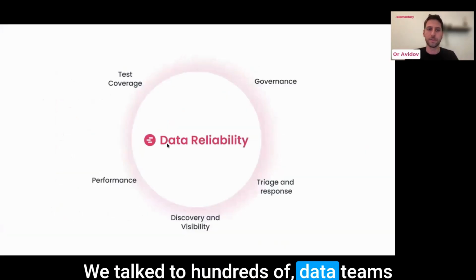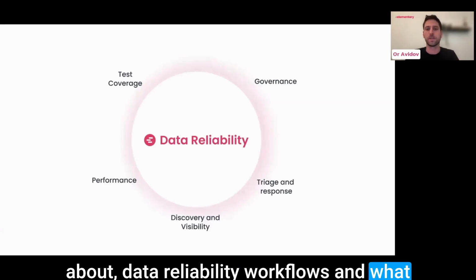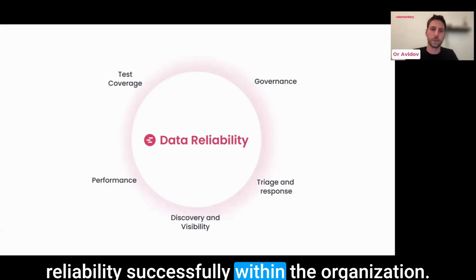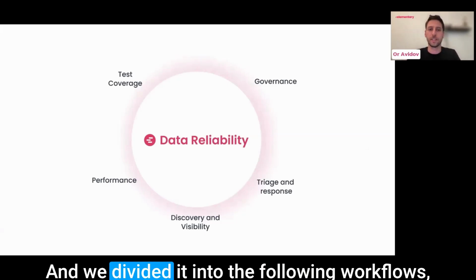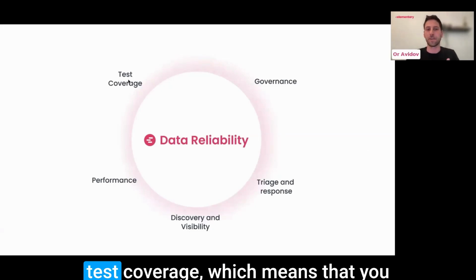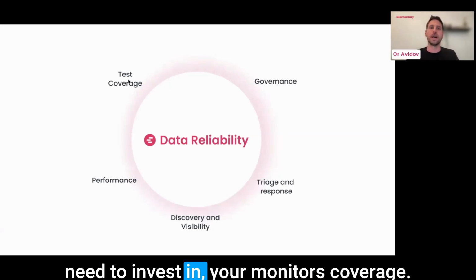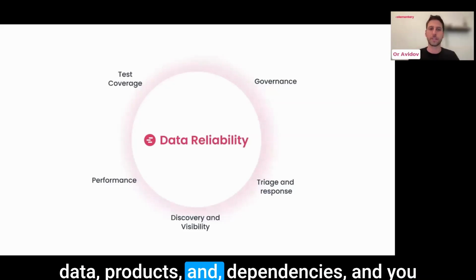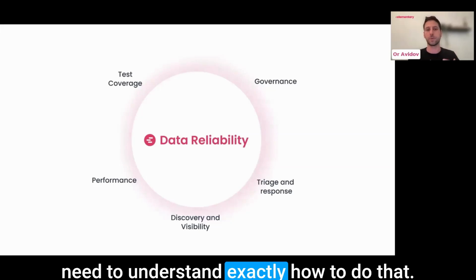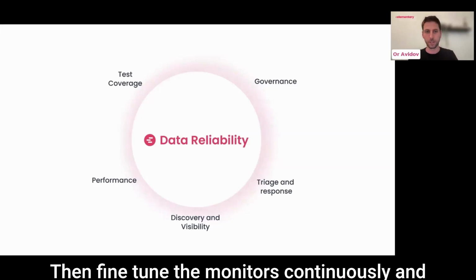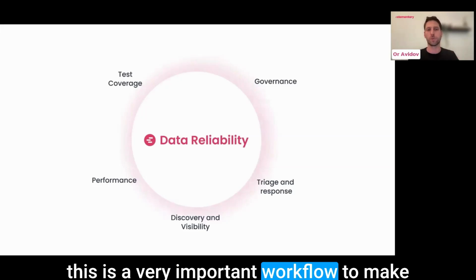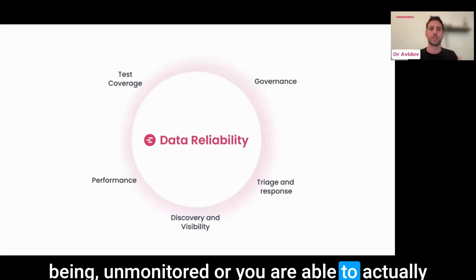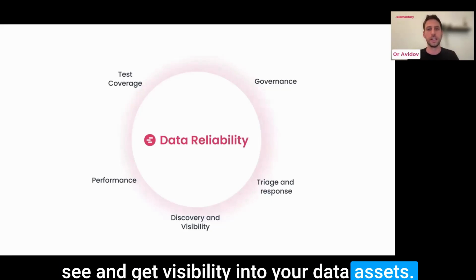We talk to hundreds of data teams about data reliability workflows and what it requires in order to implement data reliability successfully within the organization. And we divided it into the following workflows. Test coverage, which means that you need to invest in your monitors coverage. You need to make sure that you cover your data products and dependencies, and you need to understand exactly how to do that and fine-tune the monitors continuously. This is a very important workflow to make sure that you are covered and nothing is being unmonitored, and that you are able to get visibility into your data assets.